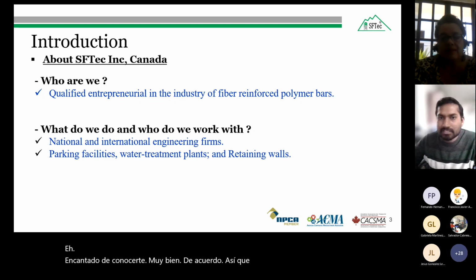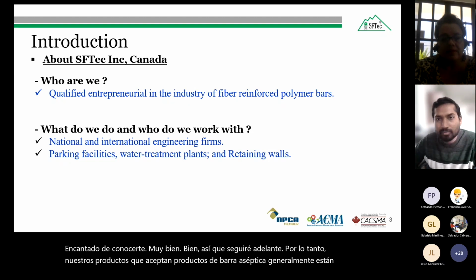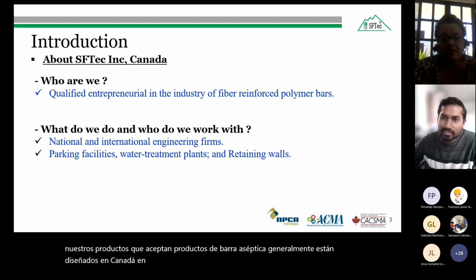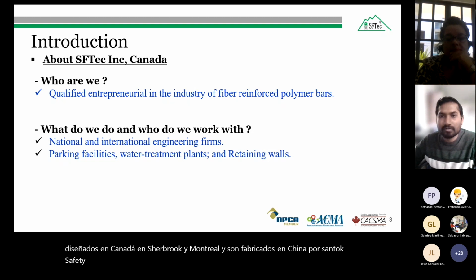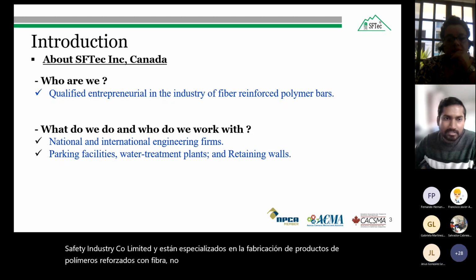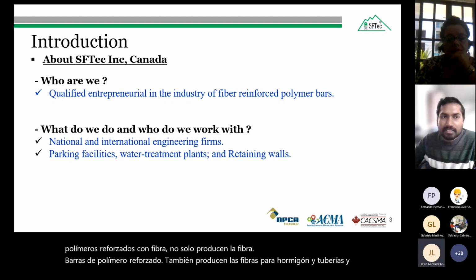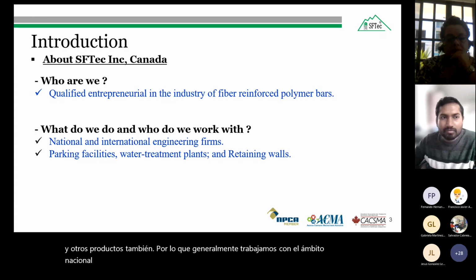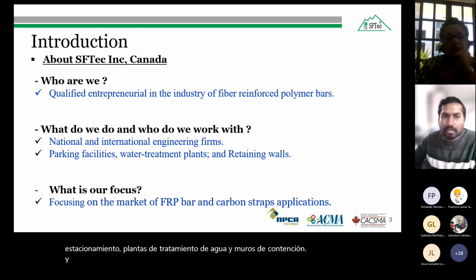Our products, which are SFTec-Bar products, are generally designed in Canada at Sherbrooke and Montreal, and those are manufactured in China by Sandox Safety Industry Co. Limited, and they specialize in manufacturing fiber reinforced polymer products. They not only produce the fiber reinforced polymer bars, they also produce fibers for concrete, pipes, and other products. Generally we work with national and international engineering firms, and we work in parking facilities, water treatment plants, and retaining walls. We are generally focused on the FRP bar market and carbon strap applications.